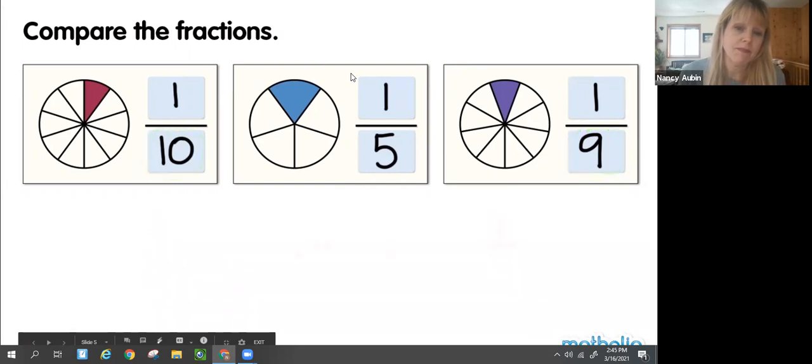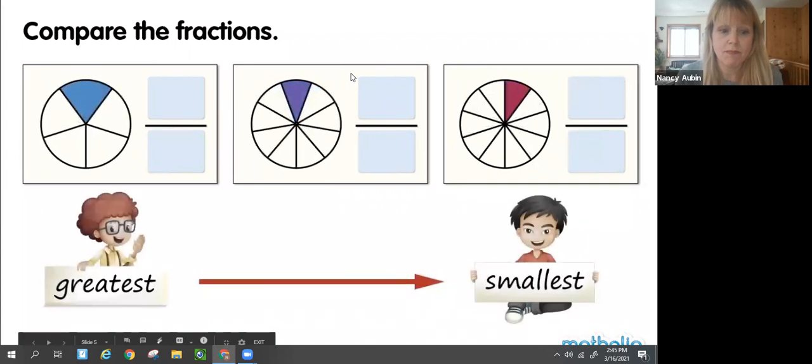Let's arrange the fractions from the greatest to the smallest. From the greatest to the smallest, the fractions are 1/5, 1/9, and 1/10.